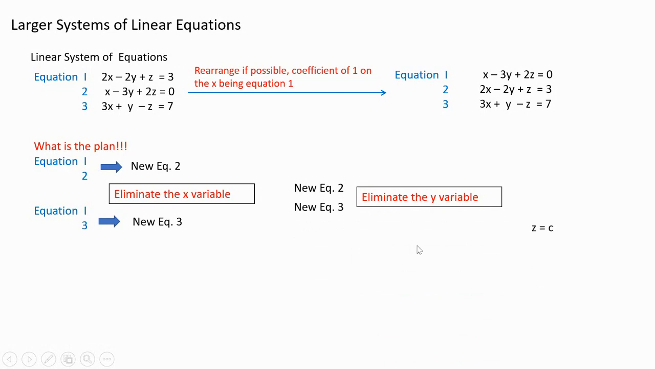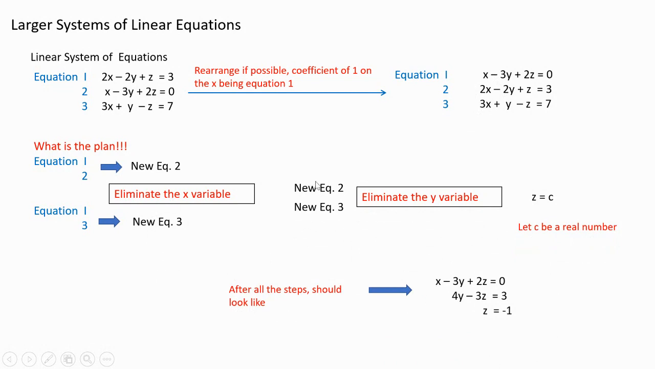After you do that, you're going to get something like z equals a number. We're going to get the value for z. Okay? And let z be a real number. Okay, so that's my plan. After I do all those steps for the system here, it should look something like this.